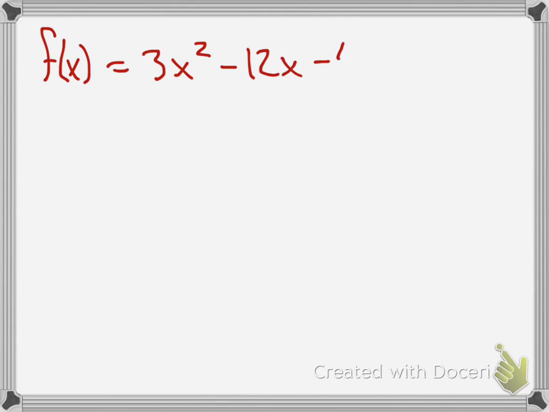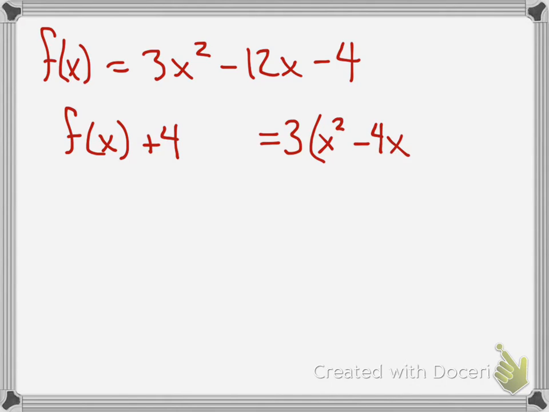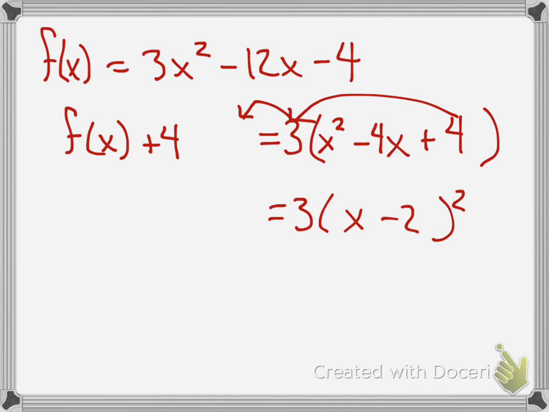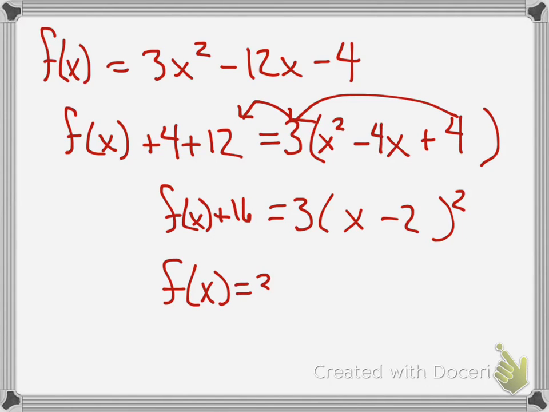So 3x squared minus 12x, another 3. Here we go again. We're going to move the 4 over to the other side. We're going to take out the 3. Notice that when I divide the 12 by 3, you get 4x. And then again, I'm setting up here. Negative 4 divided by 2 is negative 2. Negative 2 squared is positive 4. 4 times 3 is 12. And that's what I wrote over there. 12 plus 4 is 16. And then I would move the 16 over to the other side.